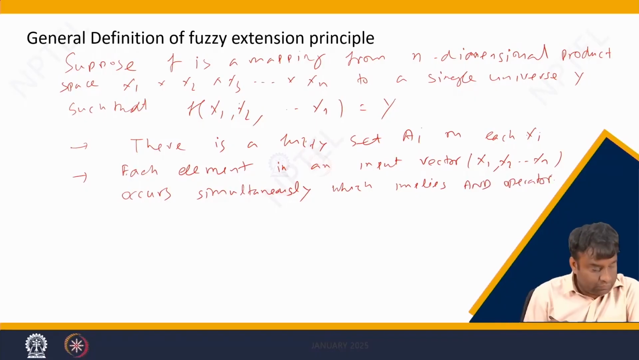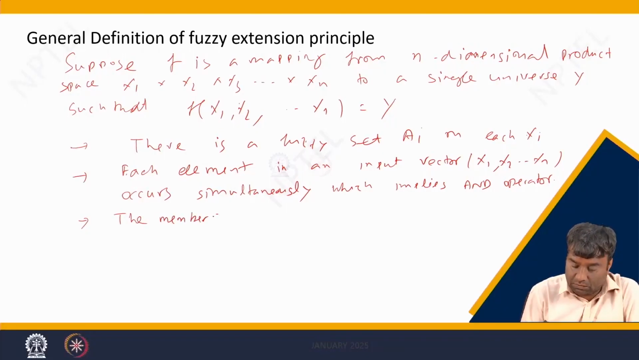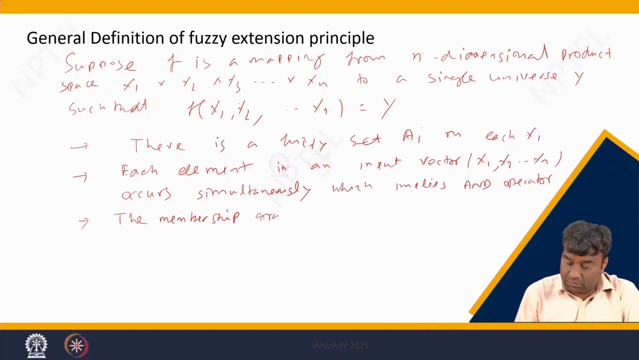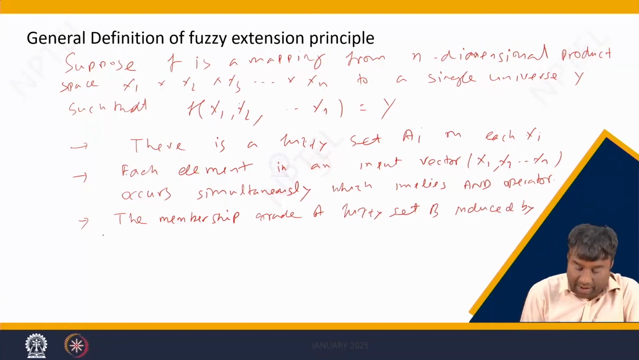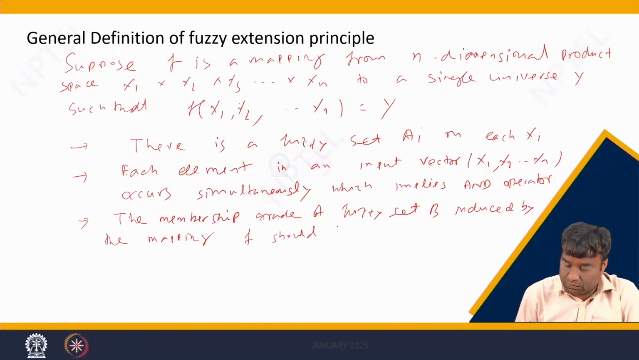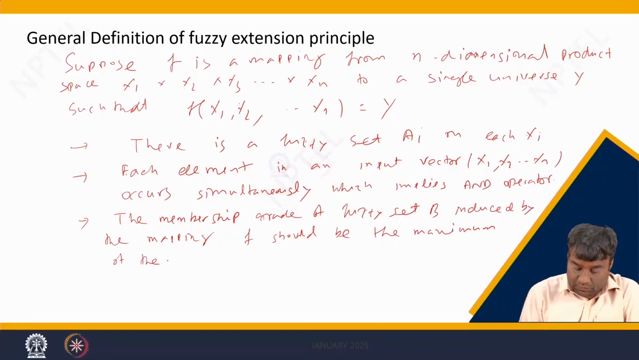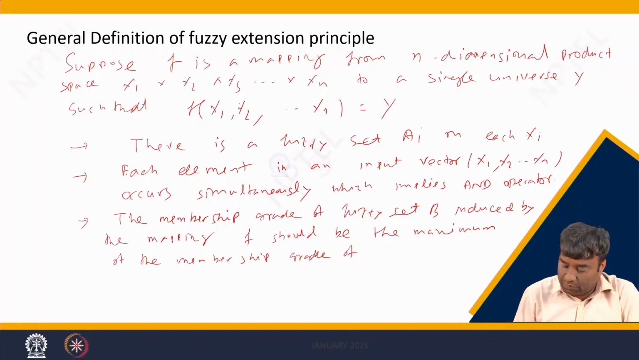Means we will take the minimum value. The membership grade of fuzzy set B induced by the mapping f should be the maximum of the membership grades of fuzzy sets A_i.